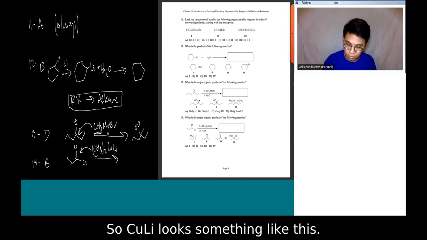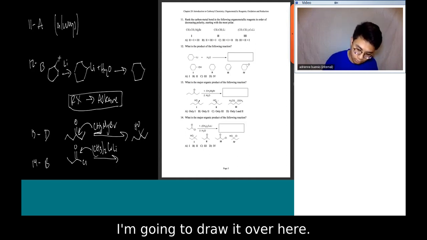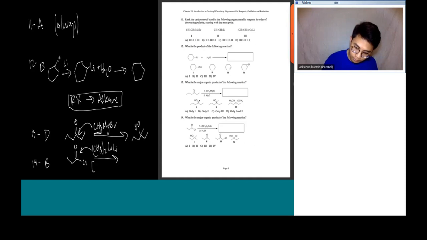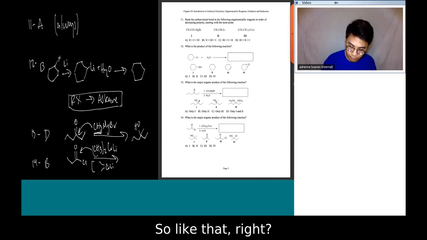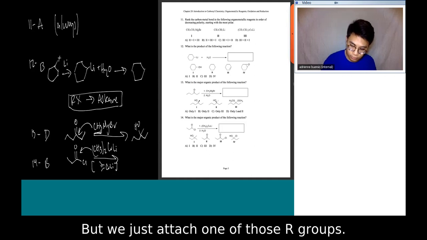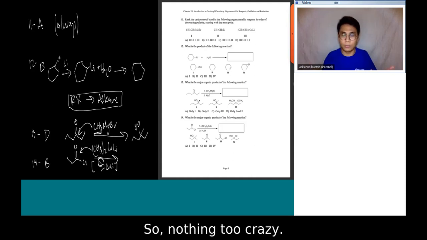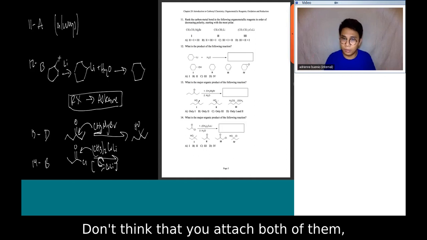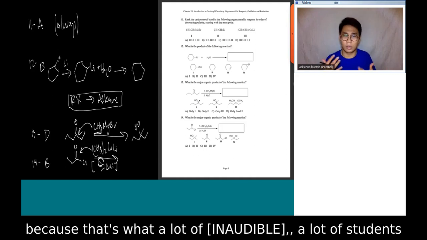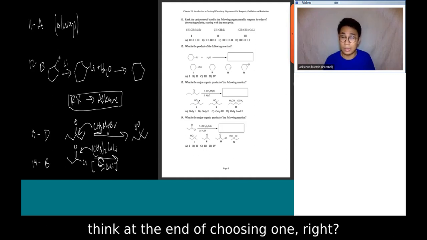So CuLi looks something like this. I'm going to draw it over here. So like that, right? But we just attach one of those R groups. So nothing too crazy. Don't think that you attach both of them, because that's what a lot of students think, and they end up choosing one, right?